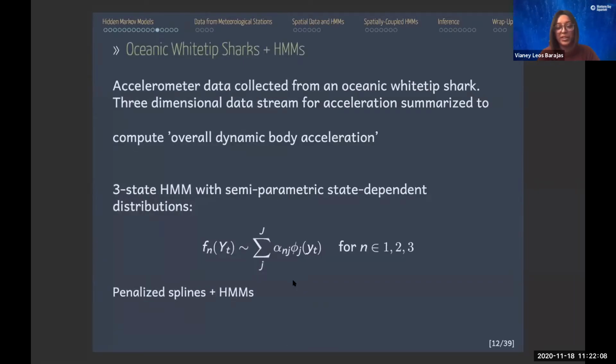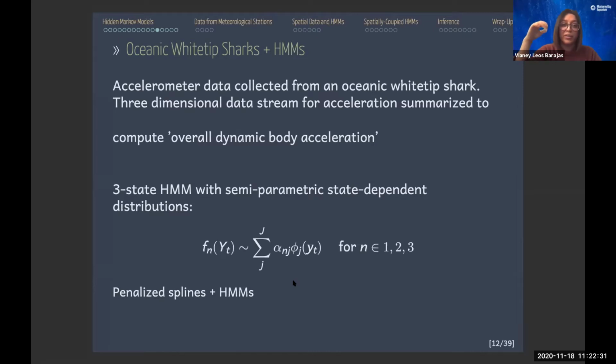I've also worked with oceanic white-tip shark data, and that's data collected from accelerometers. In this one, they put the accelerometer on the fin of the oceanic white-tip shark, and then they have to recover it a few days later. Accelerometer data is now being collected more and more. That's also what's in the Fitbit, but they're now collecting it for sharks.